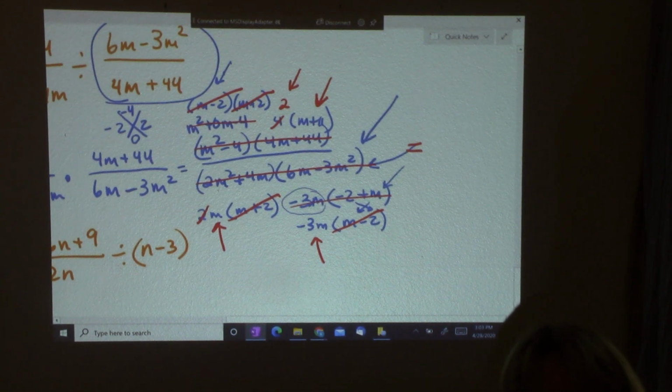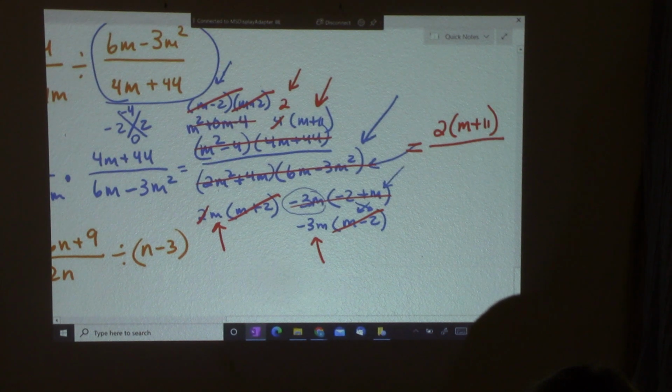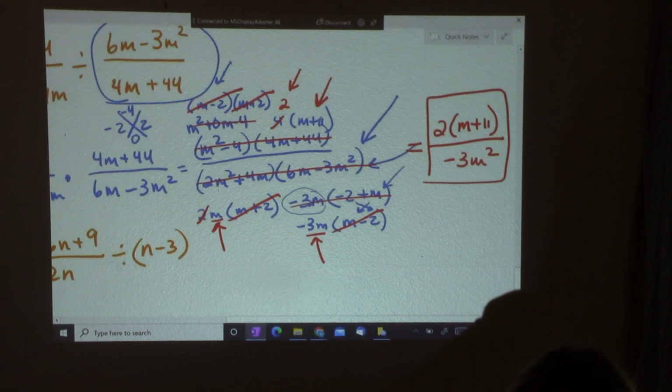Do you see how helpful it is to use different colors? Because it would be very easy to just miss something. You don't want to go fast with these. You don't want to miss anything. So I get 2 times m plus 11 over negative 3m squared. And that is my answer. Okay?